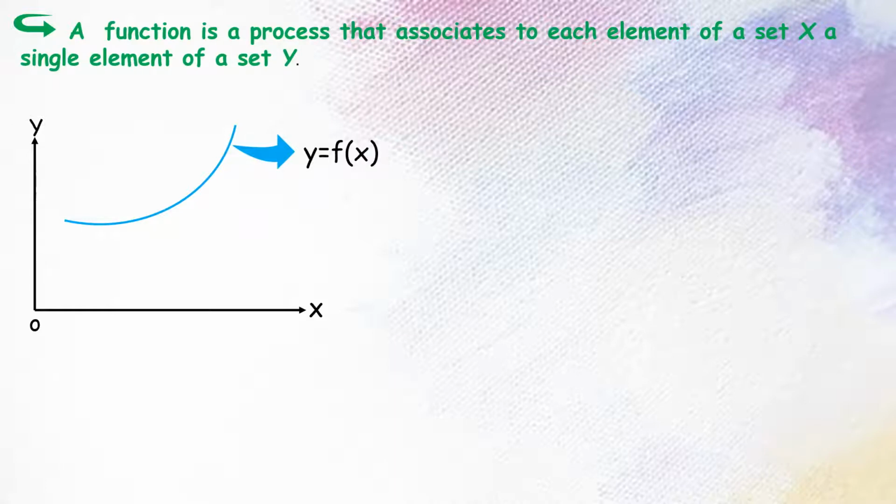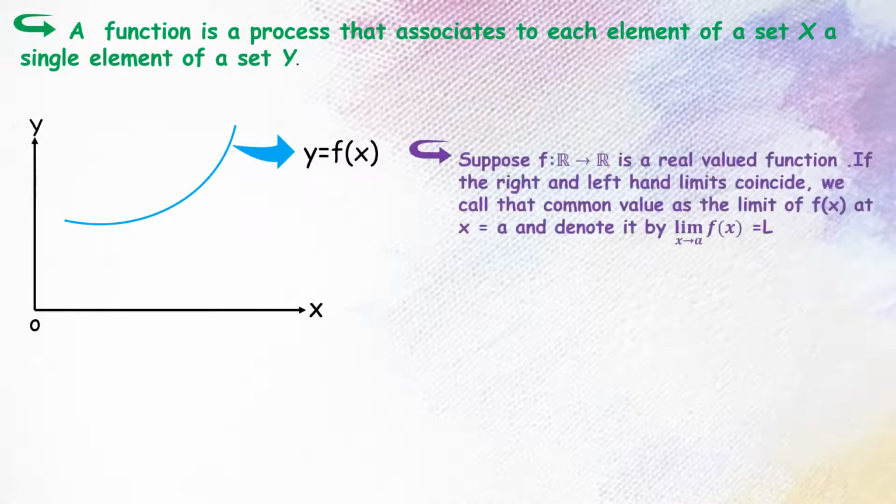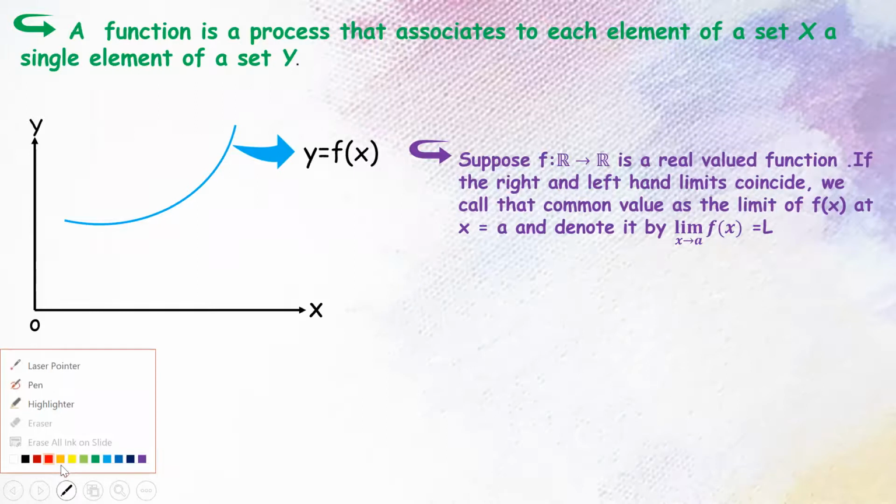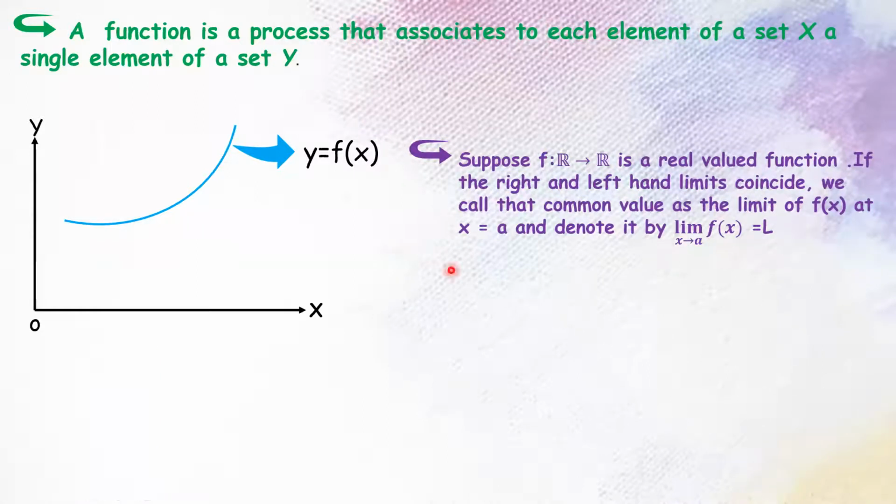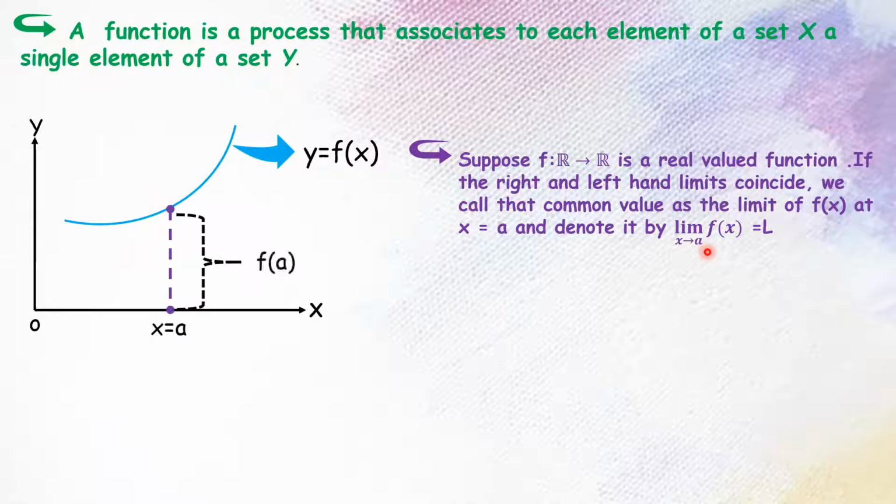of a function, and how to find the nature of the function. And after that, you have the concept of limit, that is the left hand limit, the right hand limit, and the limiting value at that point. That is, limit x tends to a, f of x is equal to L, where L is a finite value.